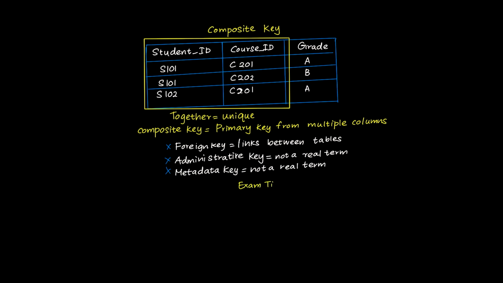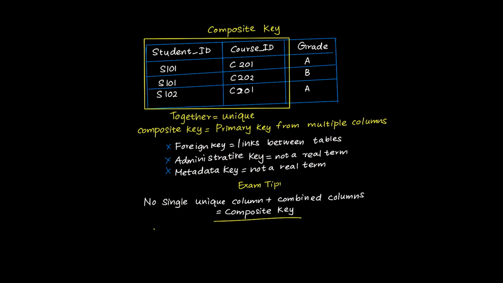Here's a WGU D467 exam tip for you. When a question says no single column can be unique, but two columns together can, that's a composite key. Quick recall hook. Composite equals combined columns, one key.